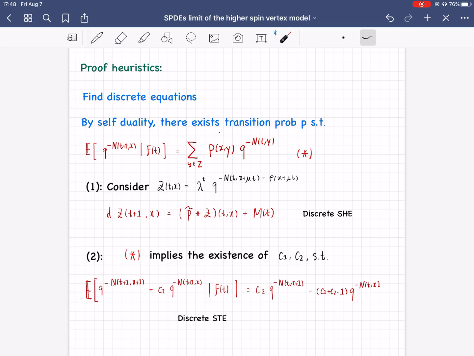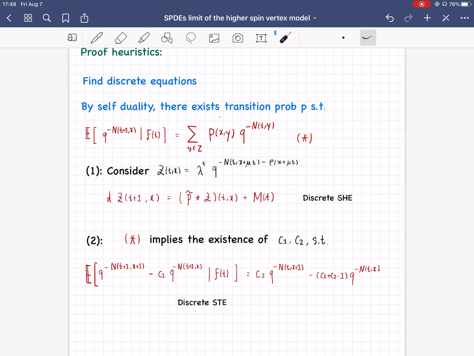So how about the stochastic telegraph equation? If you look at this star equation, you replace x by x plus 1, then you subtract the equation at the same x, times a constant. Then you'll find a lot of terms in this infinite sum are cancelled out by the property of a geometric random walk, and you just get this simple equality. And this is really a discrete version of the stochastic telegraph equation. So this is where the STE will arise.